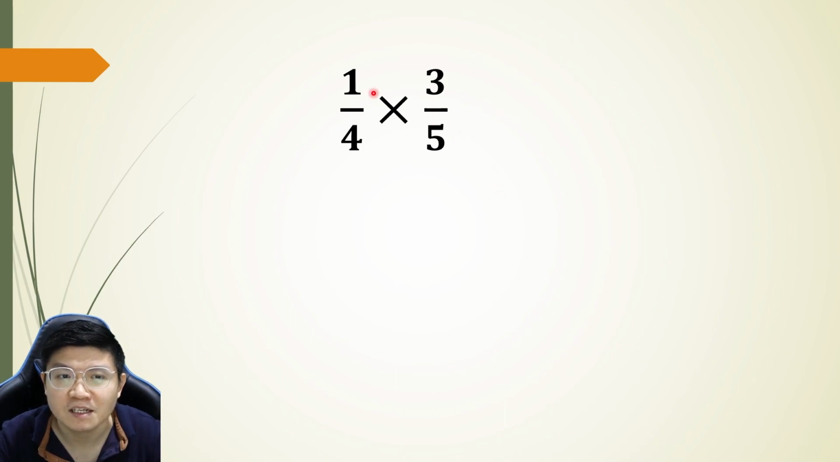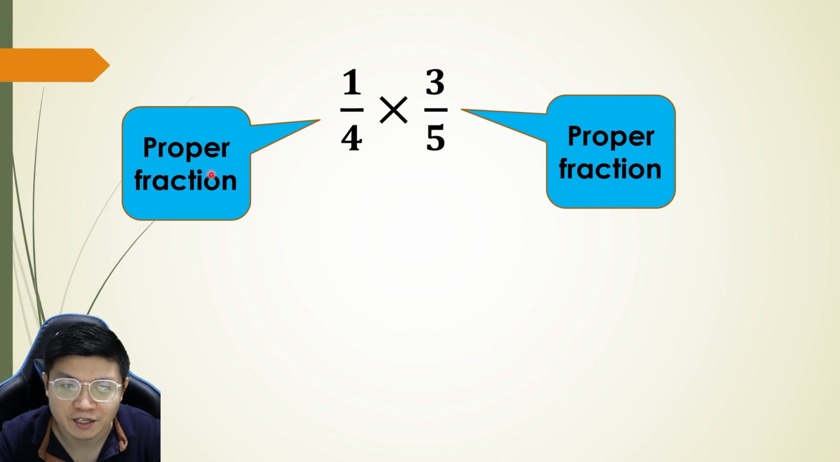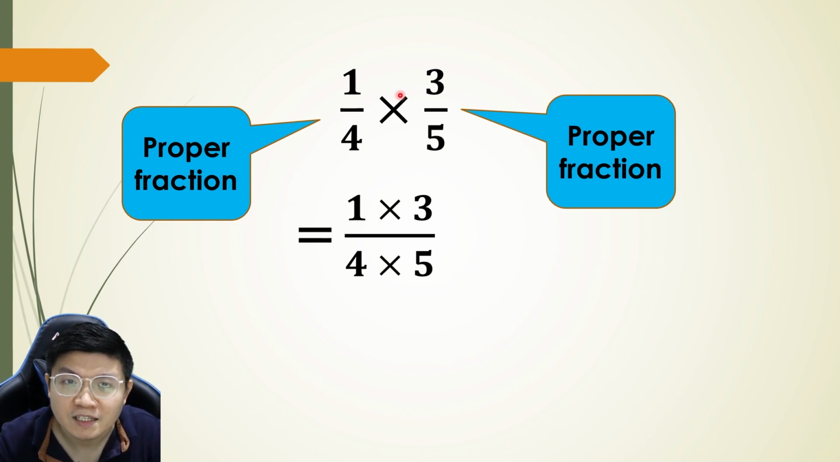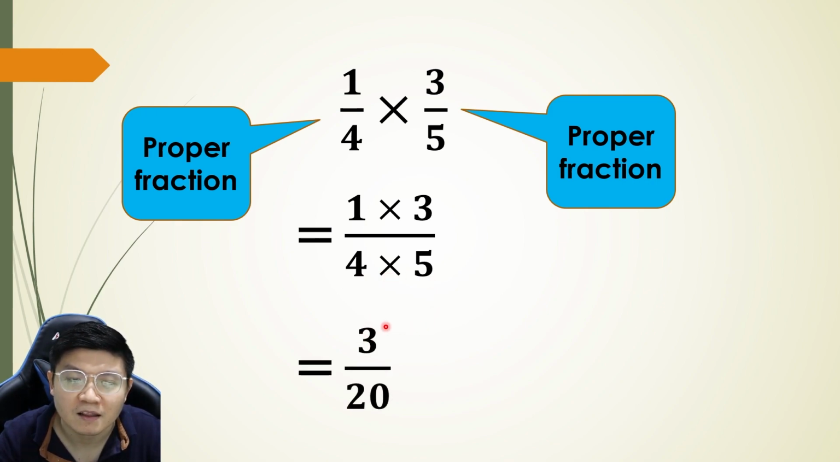Now, as you can see, 1 over 4 times 3 over 5, this is a proper fraction. This is a proper fraction. So proper fraction multiplied by proper fraction. So the next step, I multiply the numerator by the numerator and the denominator by the denominator. So 1 times 3, the numerator, and the denominator here, 4 times 5. Therefore, I get 3 over 20. Right, this is easy, yeah?